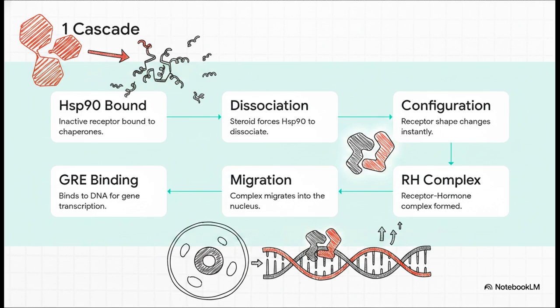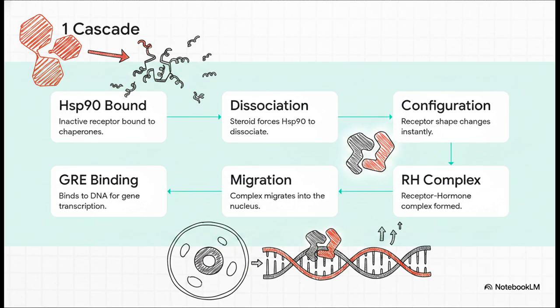The inactive steroid receptor sits in the cytoplasm, tightly bound to HSP90 heat shock proteins, which essentially act as molecular chaperones keeping it dormant. 2. The lipophilic steroid hormone enters the cytoplasm, binds to the receptor, and forces the immediate dissociation of HSP90. 3. This triggers a profound structural configuration change.